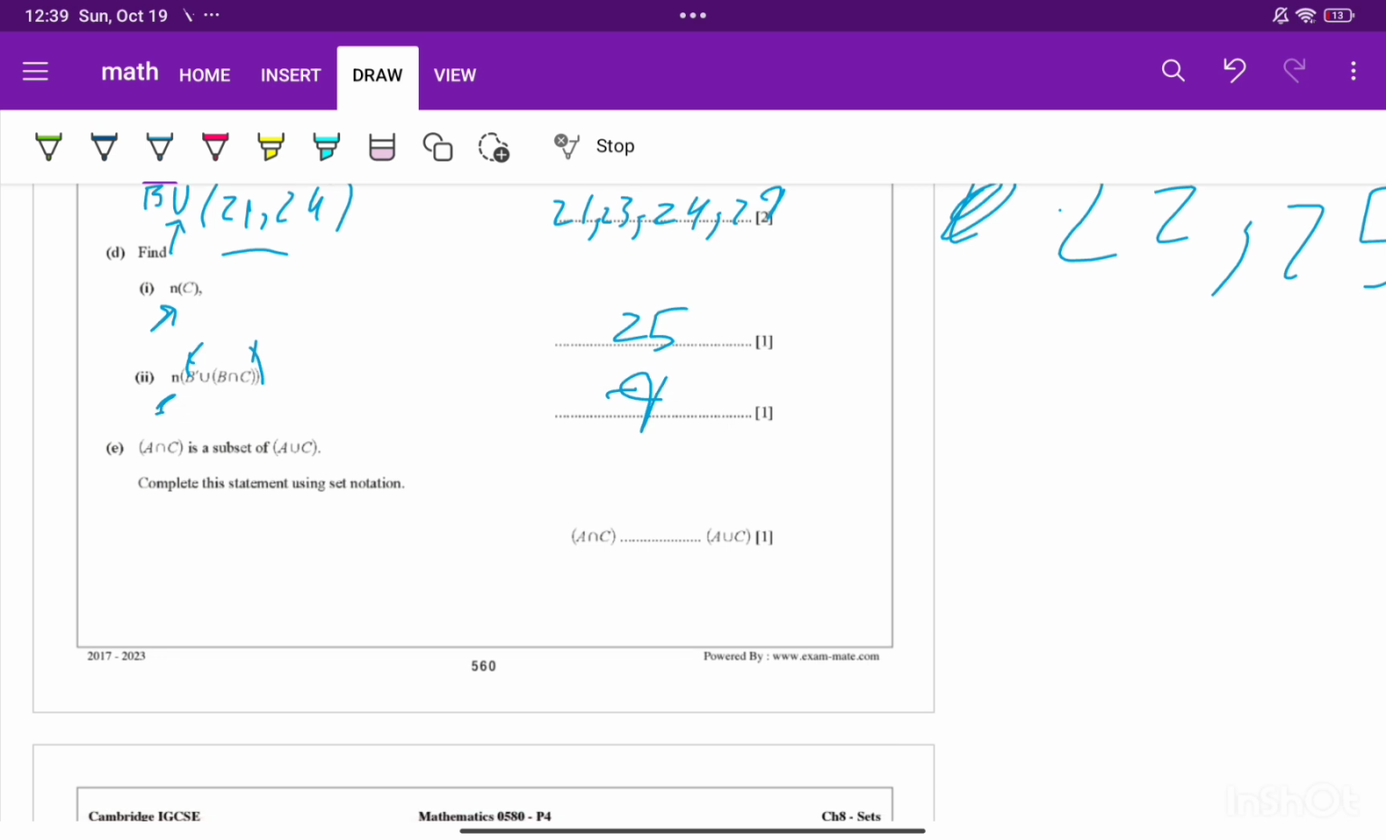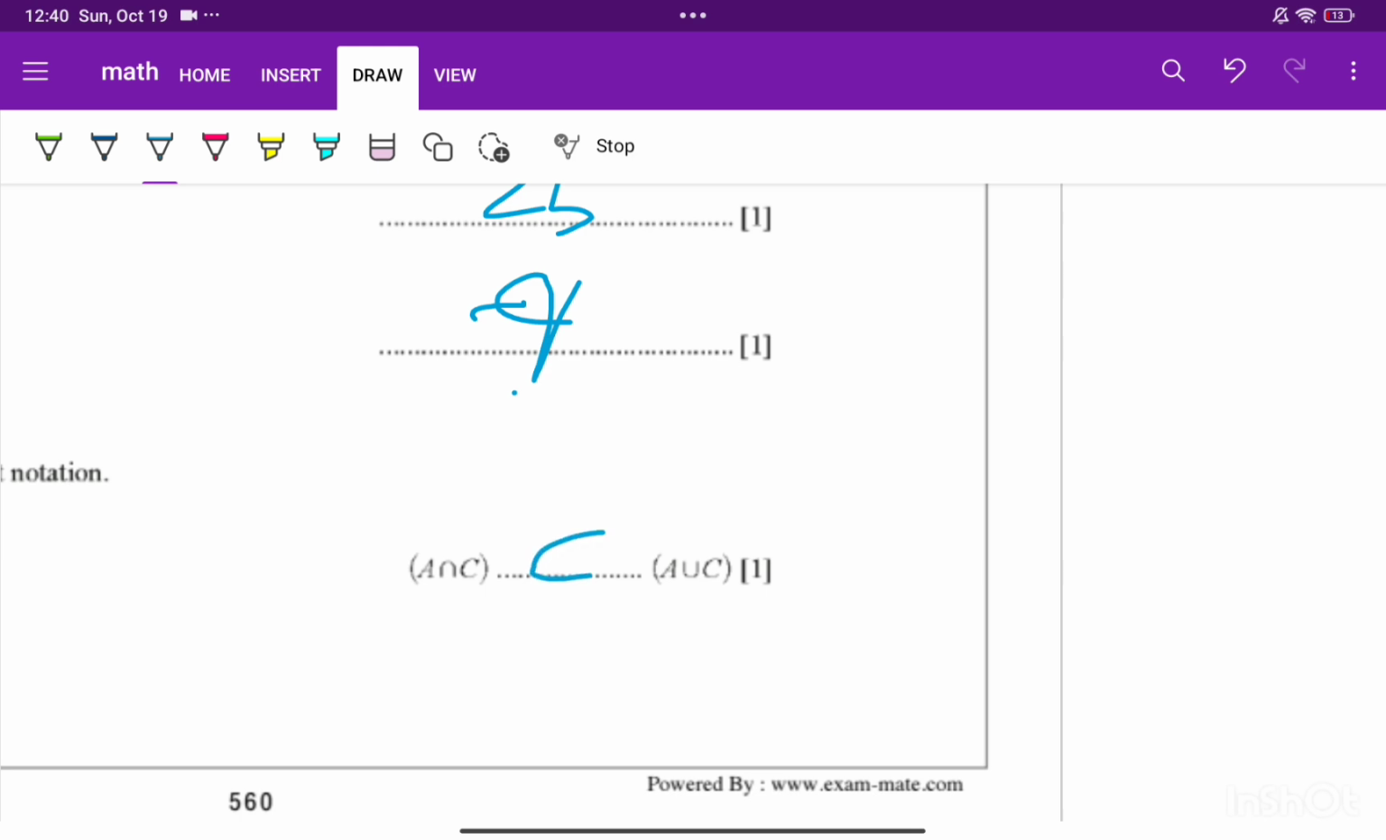Okay, A common C is a subset of, okay, complete this statement using set notation. The statement is, so this is a subset of this.